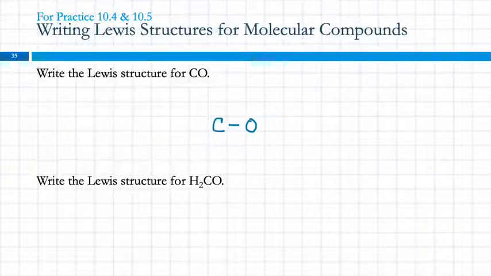The next step is find out how many valence electrons do we have to deal with here. How many does carbon have? How many valence electrons? 4. And how many does oxygen have? 6. So that's 10 valence electrons. Everybody okay with that? So I have 2 in that bond.